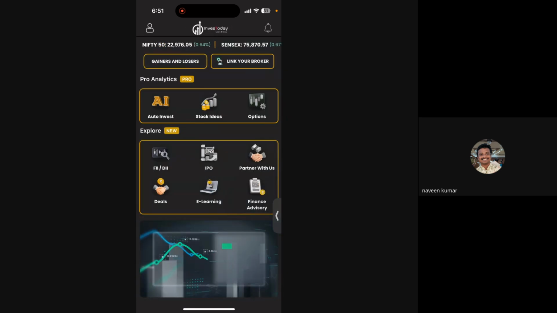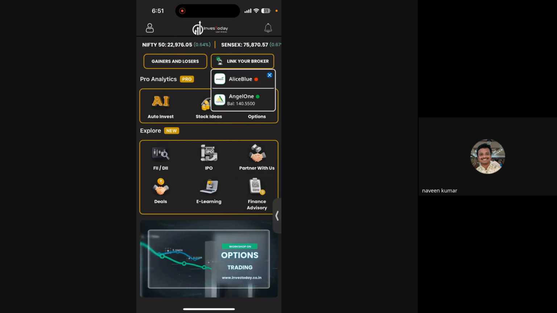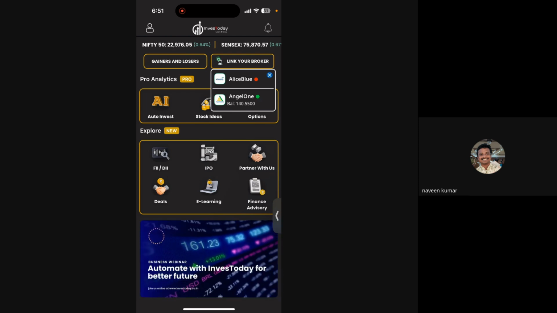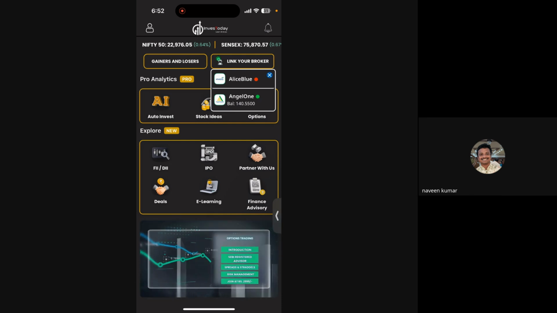To link your broker, you can just come here and link your broker. We have two brokers now. One is Alice Blue and one is Angel One. And going forward from February onwards, we'll be bringing in more brokers like Zerodha or Kotak or Flat Trade. Yes, we have a list of brokers. We'll be trying our best to bring the top 10 brokers onto the platform so that users can see.